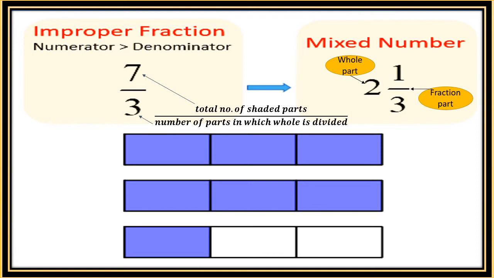Now a mixed fraction is the combination of a whole and a fraction part. So two rectangles are fully shaded and one is partially shaded.